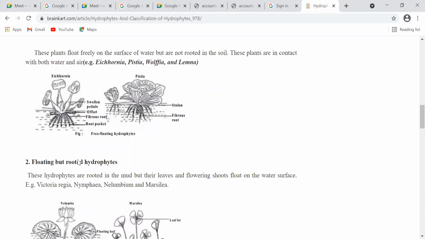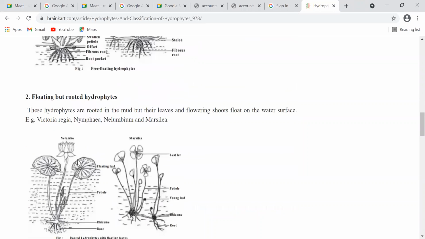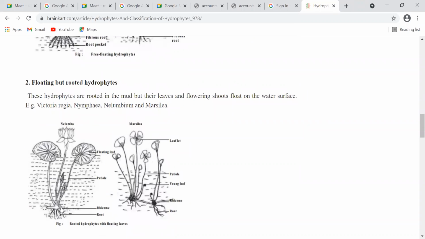Yes. Okay. Next is floating but rooted. In these plants, they are also inside water, but rooted in the mud, and the flower is coming out of the surface. Floating leaf, half leaf is inside, half leaf is outside, but the flower is coming out. So this is floating but rooted hydrophytes. These hydrophytes are rooted in the mud, but their leaves and flowering shoots float on the water surface. Examples: Victoria regia, Nymphaea, Nelumbium, Marsilea.